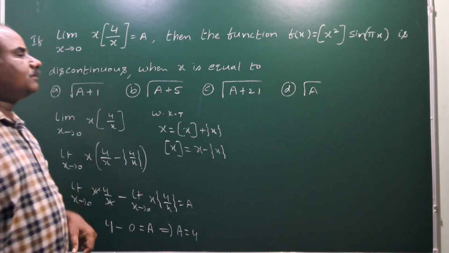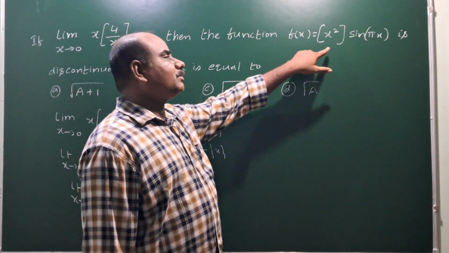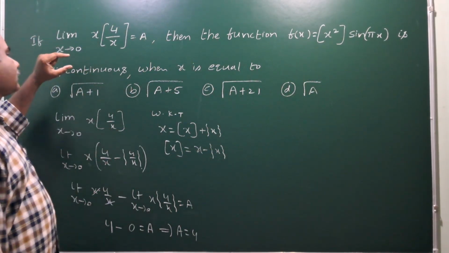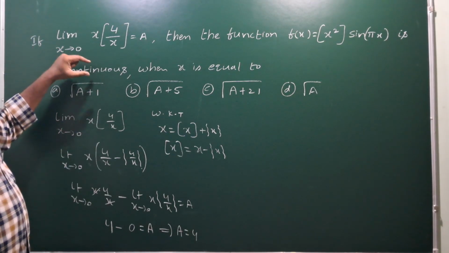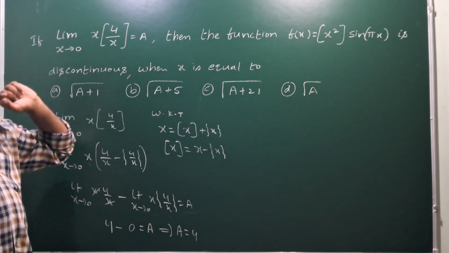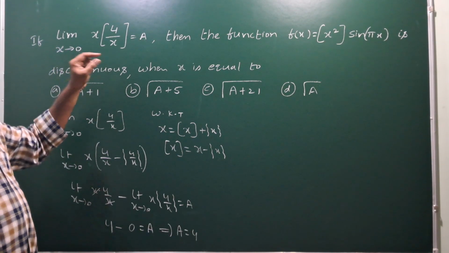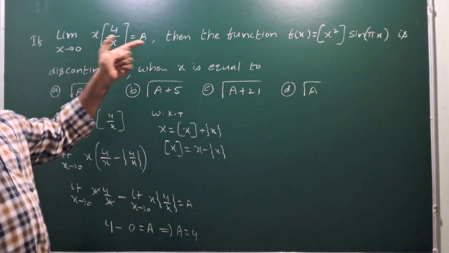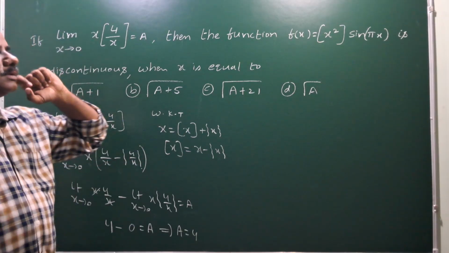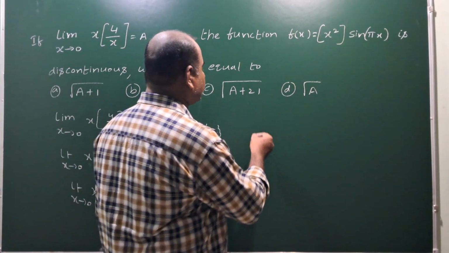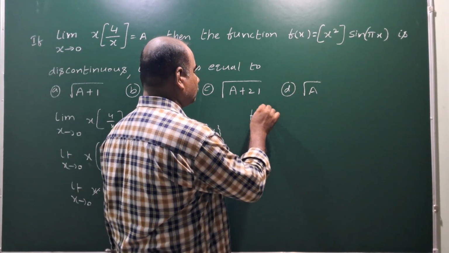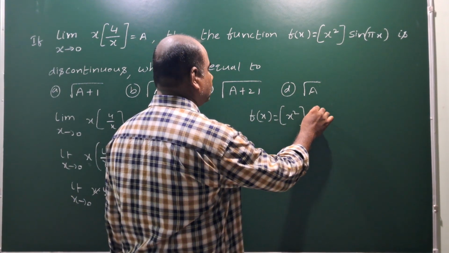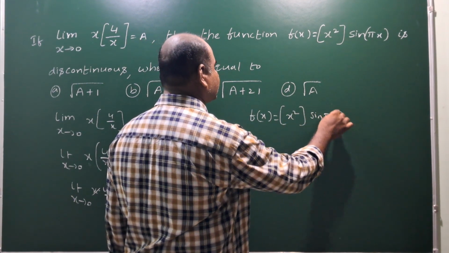Now see the function f(x) is equal to the integral part of x square into sin pi x. This function is given as discontinuous, but for what value of x is it discontinuous? We don't know that. We have to find the points of discontinuity where this function is discontinuous.